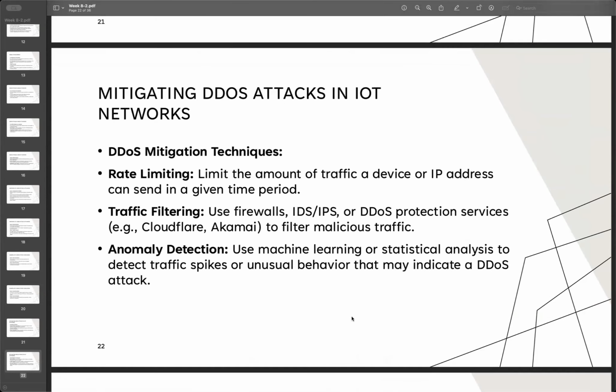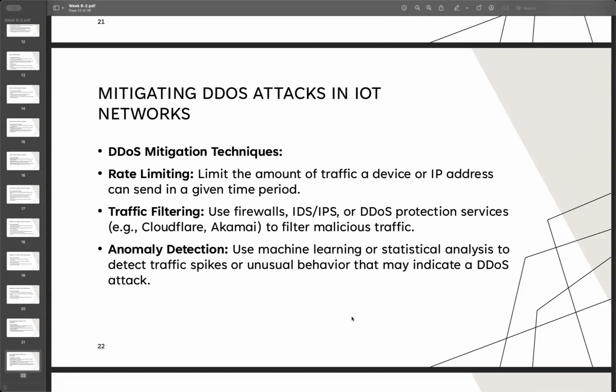And as for the DDoS mitigation techniques, in our previous slide when I showed Nginx, that would be part of it. One thing is rate limitation. We try to limit the amount of traffic that a device or IP address can send in a given time period. If there are requests sent from a specific IP within a short time, sometimes we just limit it, so we are more prepared.